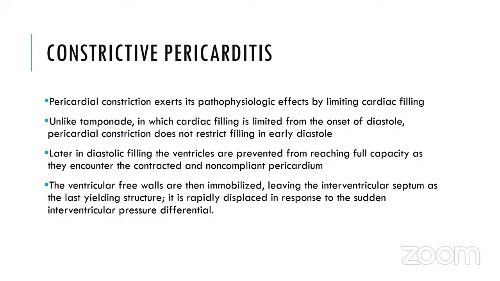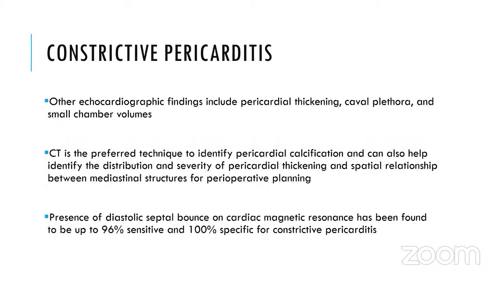And that's why there is usually small volume on echocardiogram in patients with constrictive pericarditis. So the free walls are immobilized, which leaves the ventricular septum as the last yielding structure, and it is displaced. As what happens in pericardial tamponade, there is usually interventricular dependence between the left and right ventricle. So echocardiographic findings include pericardial thickening, caval plethora, and small chamber volumes. CT is the preferred technique to identify pericardial calcification and can help identify the distribution and severity of pericardial thickening and spatial relationship in preoperative planning.